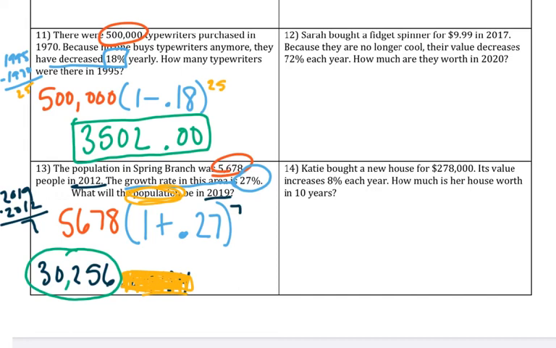Last one, 14. Katie bought a new house for $278,000. Its value increases 8% each year. How much is her house worth in 10 years? So go ahead and use the same formula, very similar here. We're talking about money. How much is it worth? So you can have a decimal for number 14. Keep it nice and easy. Okay, so go ahead and try 14.